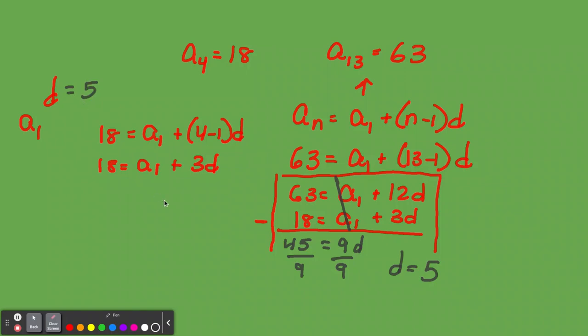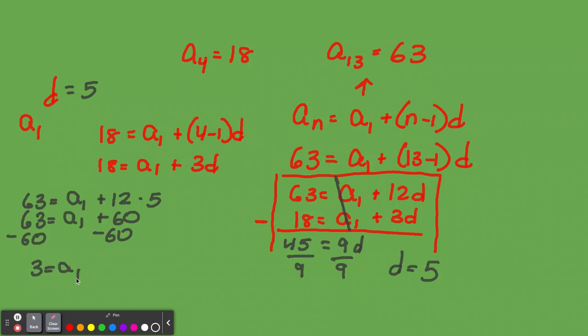So how can we find the first term? We'll just take 5 as the difference and plug it into any of the equations we had. We said 63 equals A1 plus 12 times 5. 63 equals A1 plus 60. And if we subtract 60 on both sides, we know that 3 is the first term. So that's how we get it. So that's our video today on the arithmetic, not arithmetic, sequence.